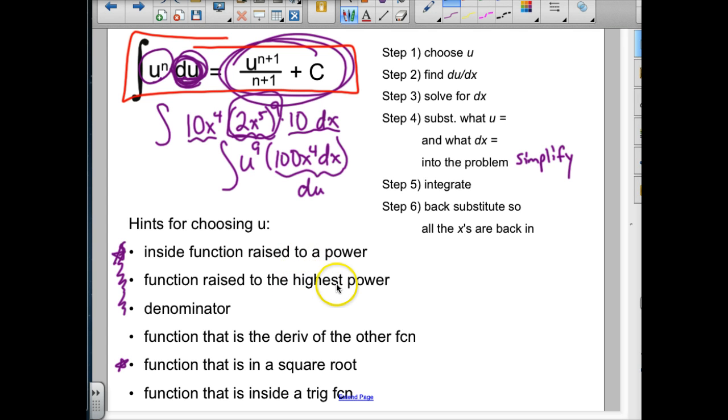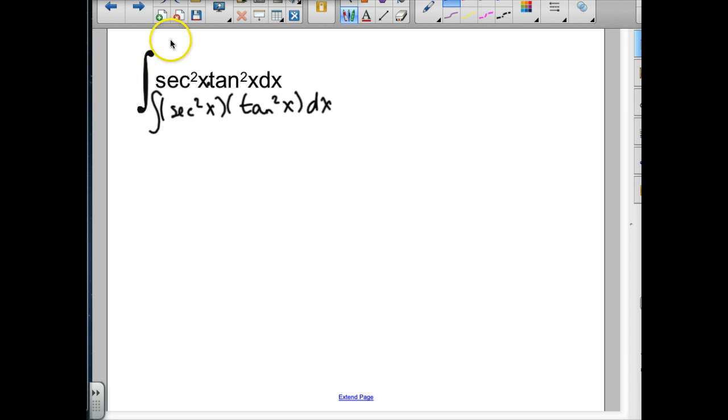We can't pick the one raised to the highest power because they're both the same. We don't have a denominator. Is there one function that is the derivative of the other function? Well, let's see. What's the derivative of secant? It's secant tangent. That's not tangent. What's the derivative of tangent? Secant squared. So choose u as tangent. Not tangent squared, just tangent.